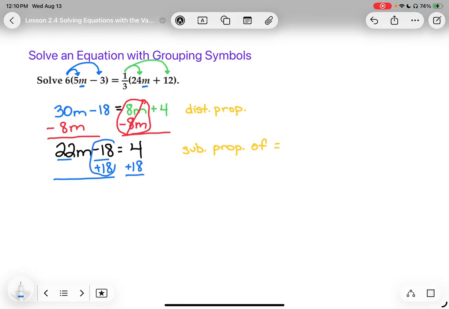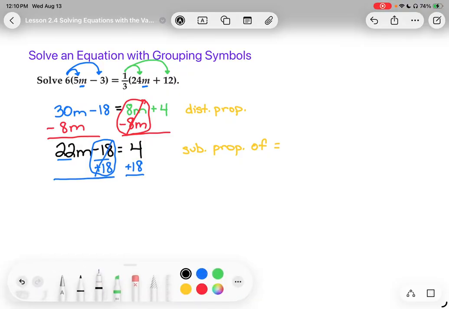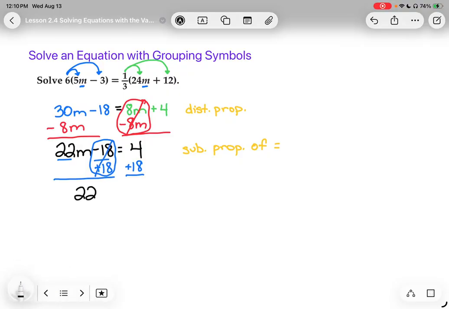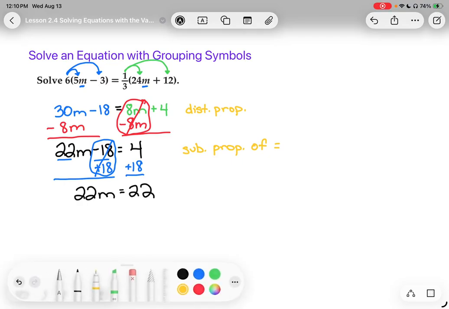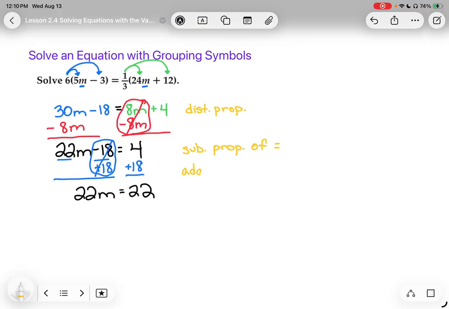Negative 18 plus 18 is 0. And so we end up with something very nice, which is 22m on the left side and 22 on the right side. And it's rare that we get a problem easier than this in algebra. That was the addition property of equality because we added 18 on both sides.